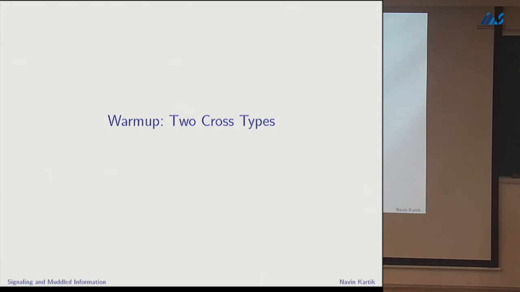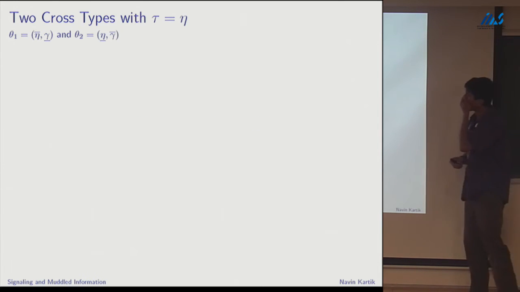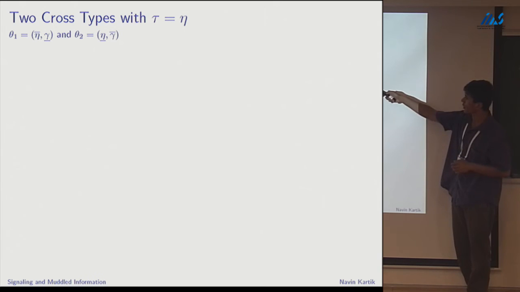So the simplest interesting model would be a two-type model where you exclude these guys, so you only have two cross types. That's what I want to start out talking about, and just work through the mechanics here.